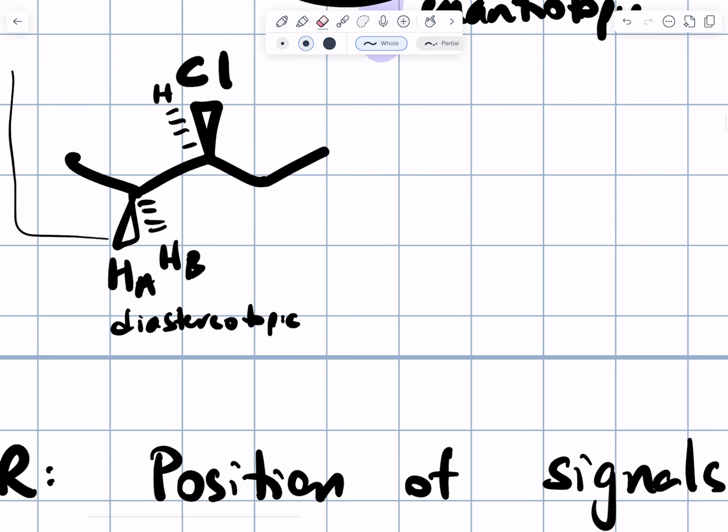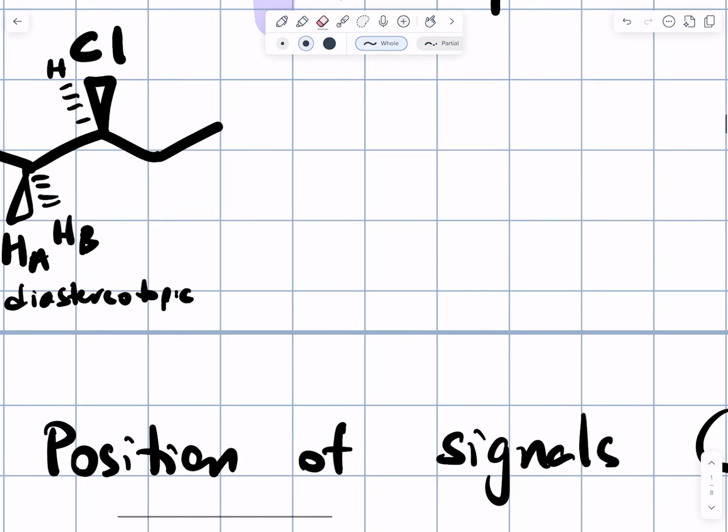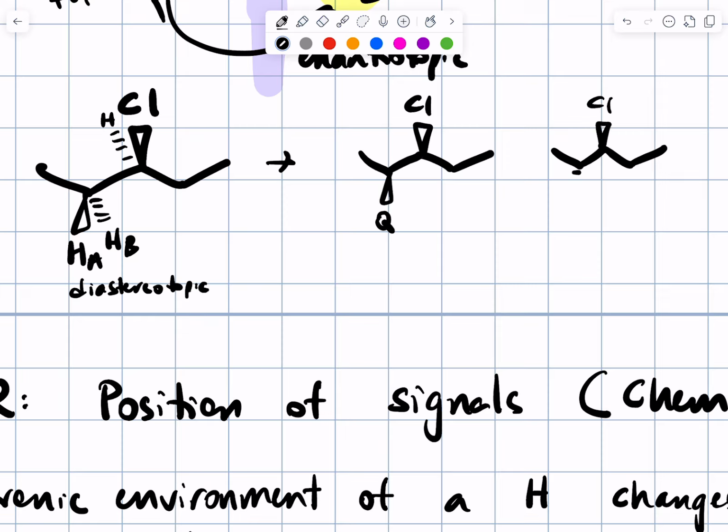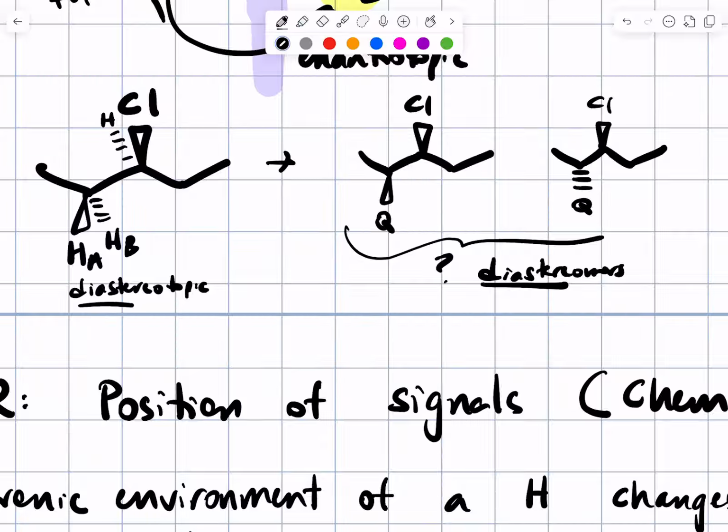Now, one other way you can verify diastereotopic is, again, through the thought experiment. So in this case, replace HA with some group Q, and then replace HB with some group Q, and ask what's the relationship between the two. Those are clearly diastereomers, and therefore it has to be diastereotopic. So your answer is no. You can have diastereotopic protons even in molecules that are not rings.